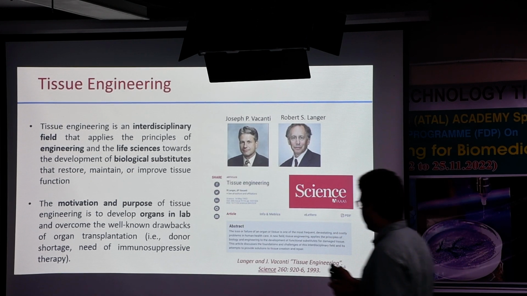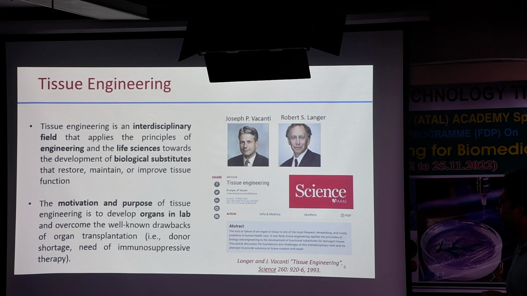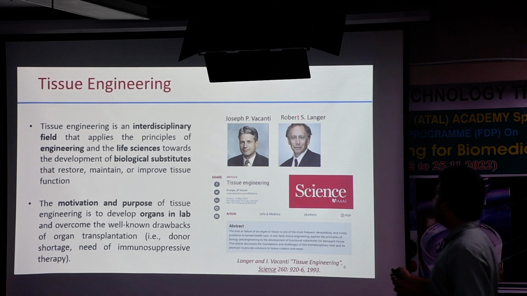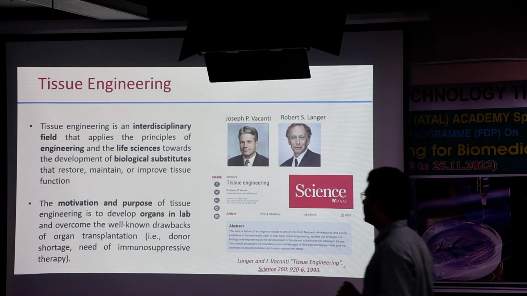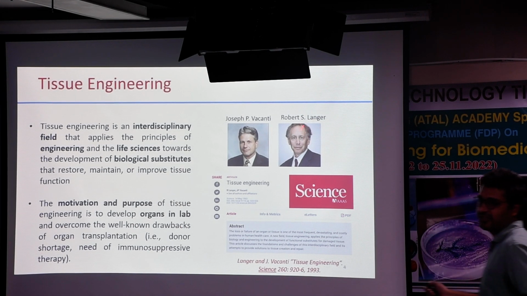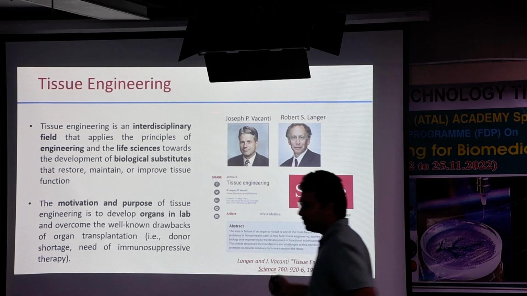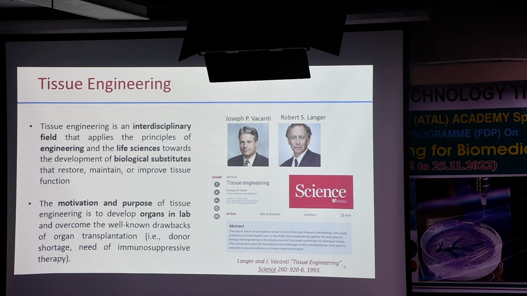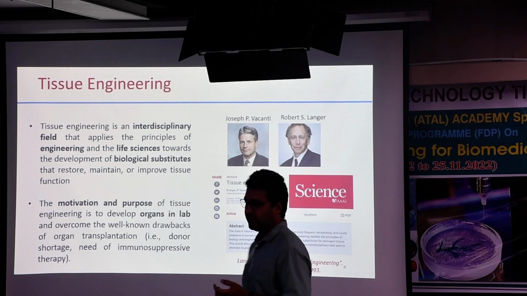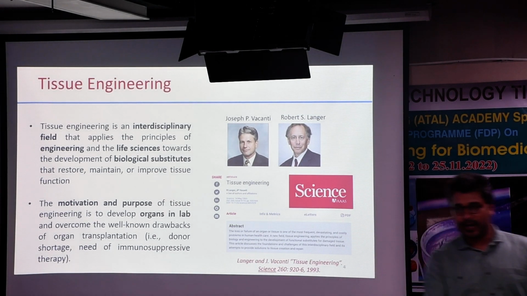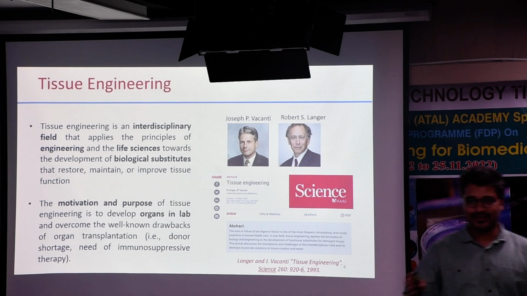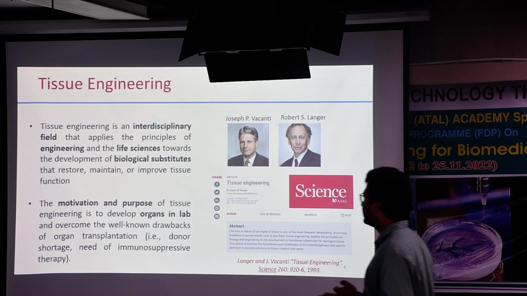The interesting part which I want to highlight in this definition is the term interdisciplinary. In fact, the two authors who came together to define tissue engineering, Joseph Vacanti as well as Robert Langer, stand as a true testimony to the word interdisciplinary. Joseph Vacanti was a clinical physician, and Robert Langer was a chemical engineer. Both of them, coming from totally different research backgrounds, came together to define an interdisciplinary field, that is tissue engineering. That is why tissue engineering usually requires a specialist from a materials background as well as a specialist from a life science background. If you miss out either one of them, there's a good chance that you'll end up with a failed product. Exactly that is the reason why this field is called interdisciplinary.